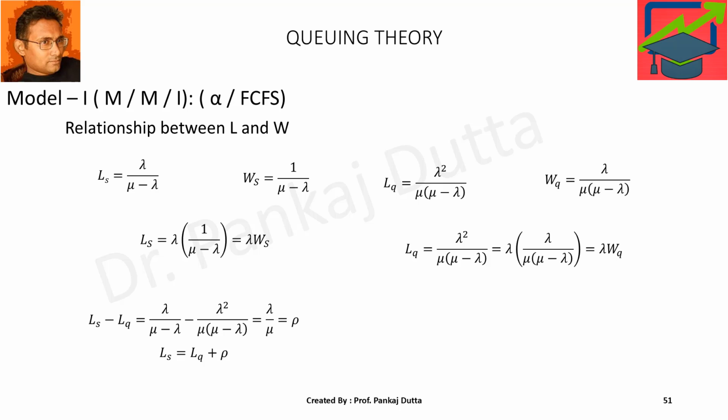This slide shows the relationship between LQ and LS. And LS is the sum of LQ and the rho value, which stands for traffic intensity.